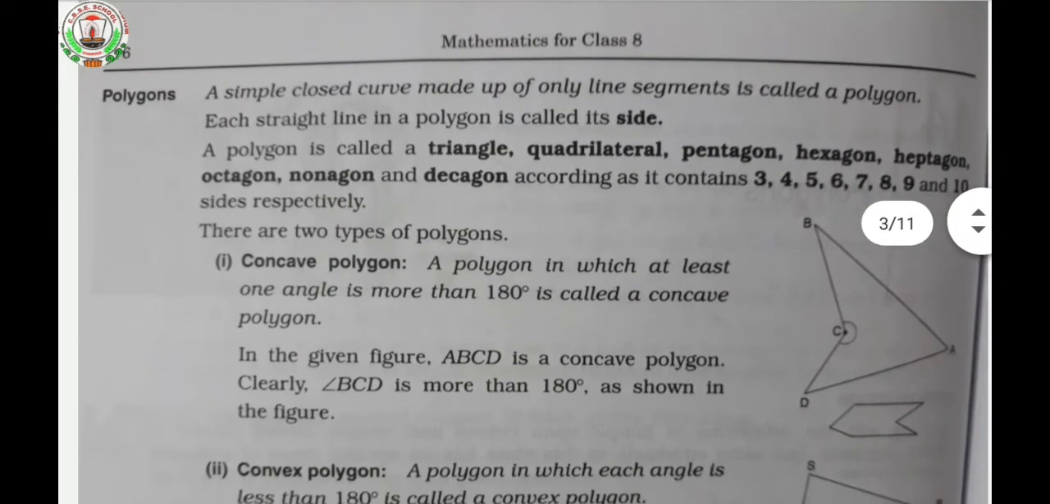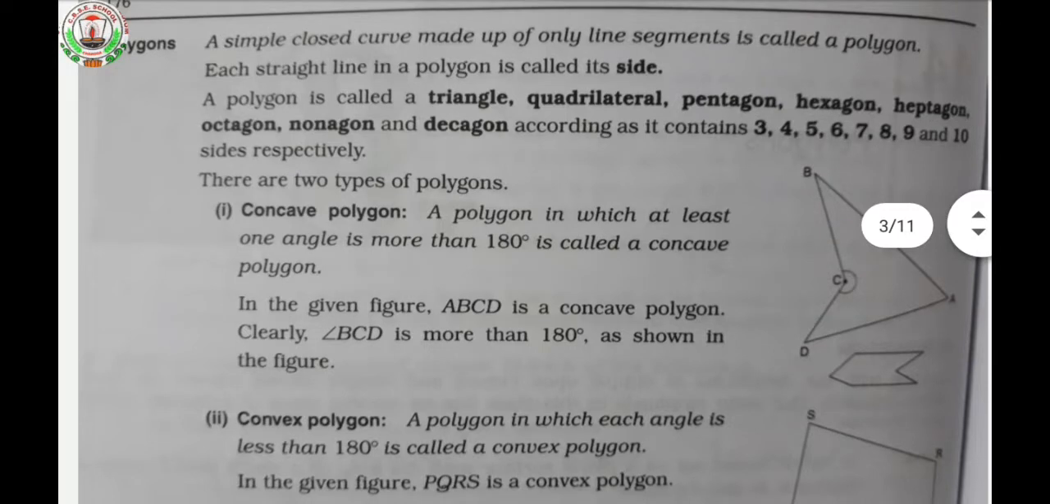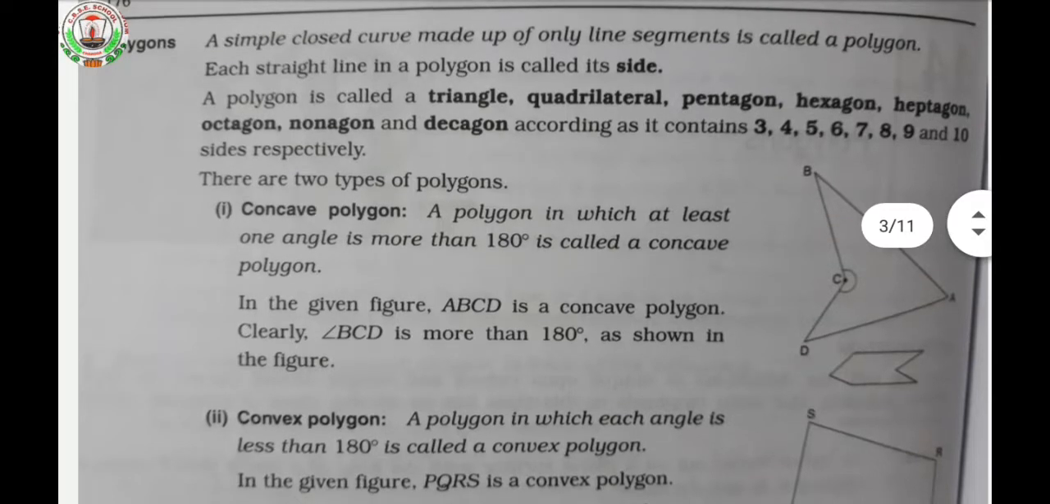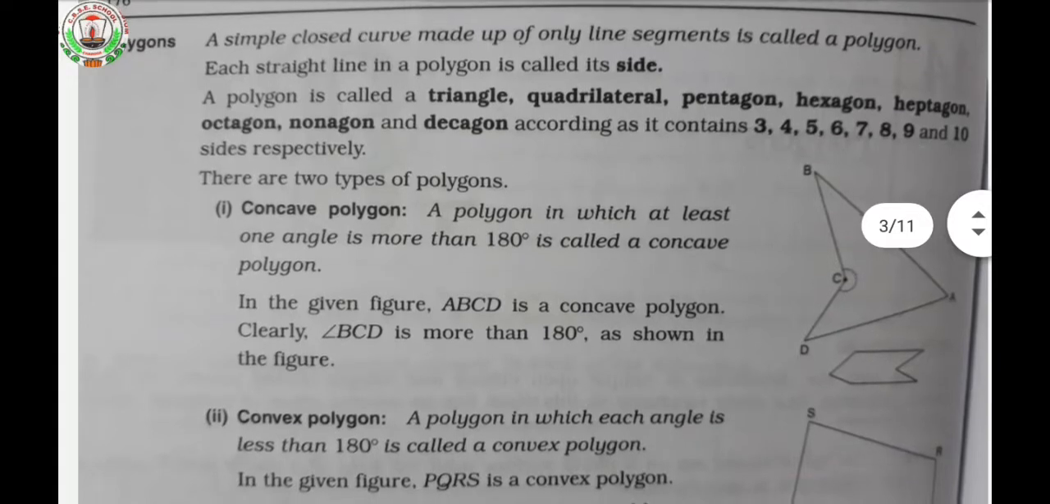Next is polygon. A simple closed curve made up of only line segments is called a polygon. Each straight line in a polygon is called its side. Okay. So what do you mean by polygon? When a figure or a simple closed curve is made up of only line segments, okay, not with curves, that kind of figure is said to be a polygon.